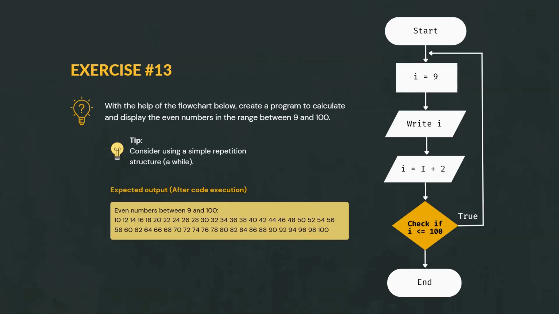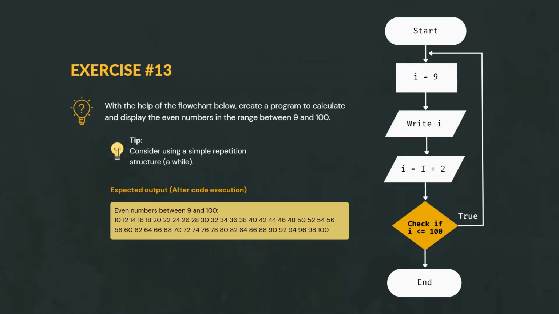So the task is to print all the even numbers starting from 9 to 100. And now think about it. 9 itself is an odd number. So the very first even number we'll hit is 10. From there, we just keep adding 2 to get the next even number. Like for example 10, then it will be 12, 14, 16, all the way up to 100.